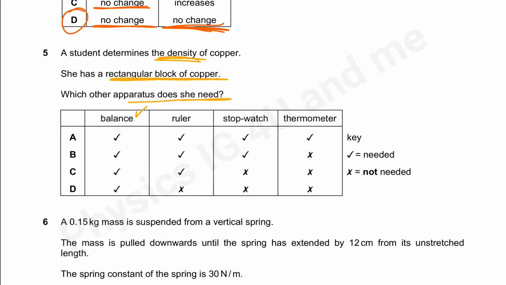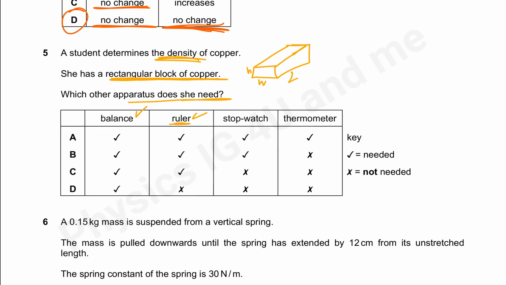mass, right? Regarding the ruler, yes, I need the ruler because I need to find the length, width, and height of the block of copper. This is the block of copper. If I can draw it, it's not a perfect drawing, but approximately this is the block of copper. So I need to know the length here, the width here, and the height here. So I need a ruler.